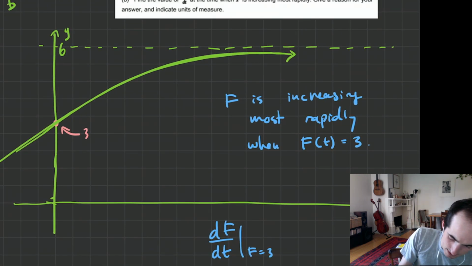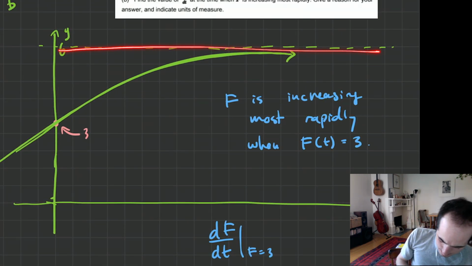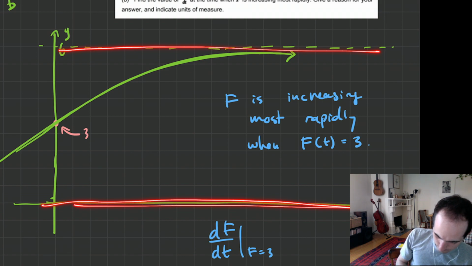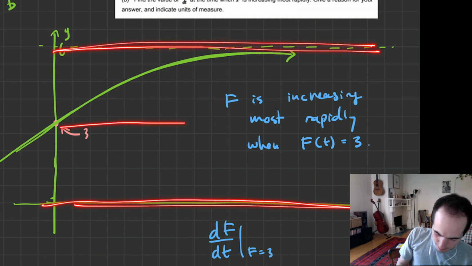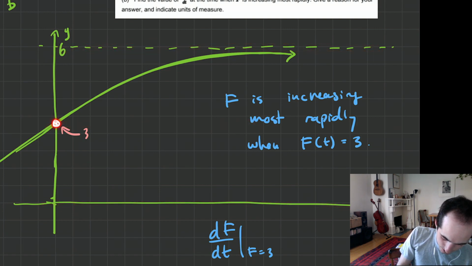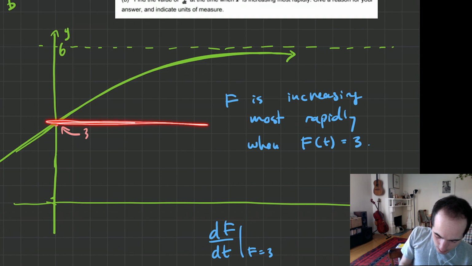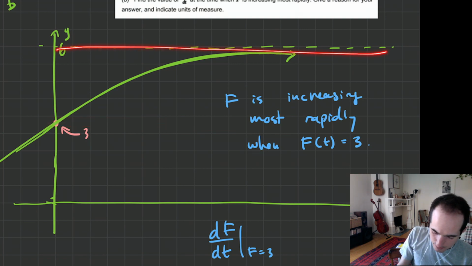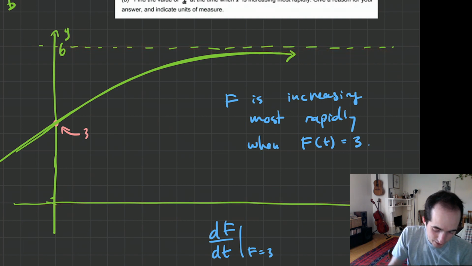Because the maximum is 6, the minimum is 0, and then the middle value happens to be right here when time is equal to 0, but that's not what they're asking. But the best way to solve these isn't to try to solve for f and then find a maximum or something.